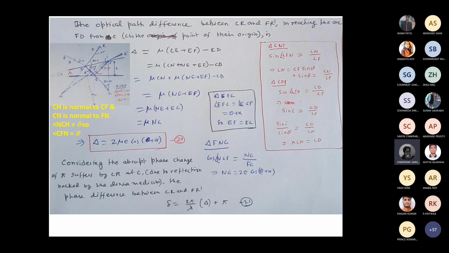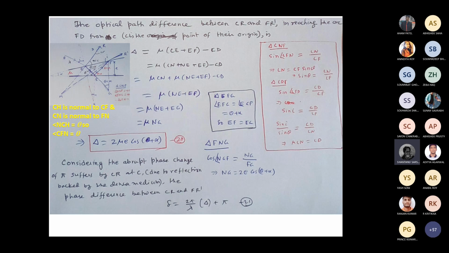Yeah, please mute it. So we have drawn a normal FN from F to the ray CE. So we got a triangle CNF. In this triangle, if you take the sine of angle CFN, then this is equal to CN by CF, isn't it? Sine CFN is CN divided by CF.